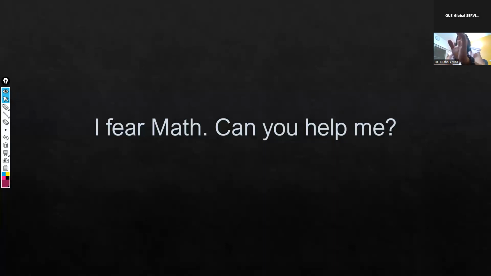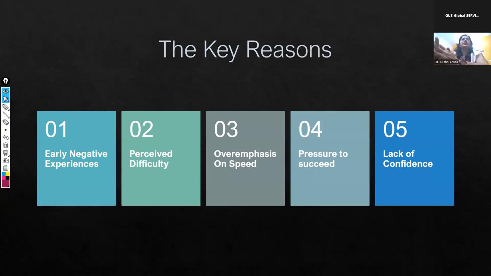So here, if I ask you a question, why do you fear math? If I pause for 5 minutes, all of you will come up with a lot of answers. Maybe you don't fear it, but why do usually students fear math? Probably you will come up with a lot of answers after brainstorming. So if I quickly mention the key, broad reasons, of course we can write a lot of points, but broadly, why do people not like math, or fear math? The very first reason I could point out is early negative experience. This is a really very important reason.